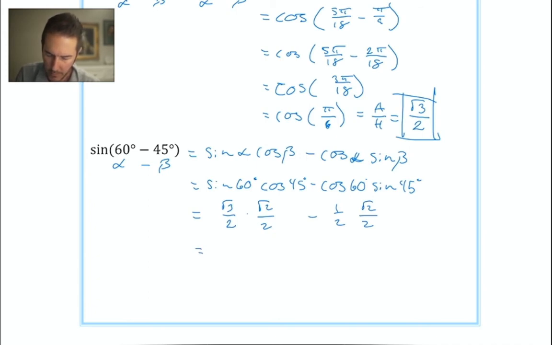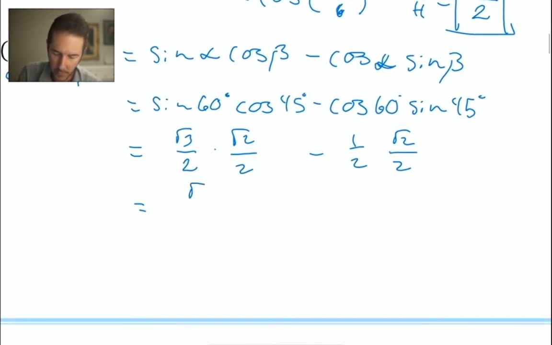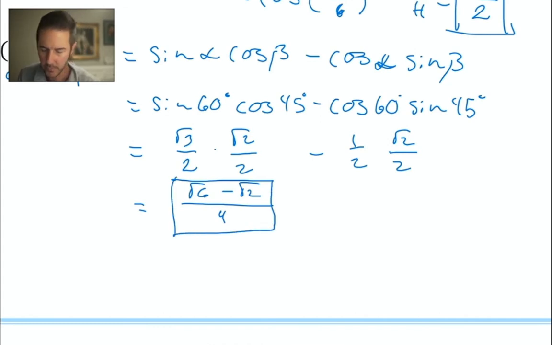And this simplifies to... this is so weird. Look, one way that we can put these things together is the square root of 3 times the square root of 2 makes the square root of 6. And over here, the 1 times root 2 makes the square root of 2, so minus the square root of 2, all divided by our common denominator of 4. This is one way that you could write the final answer.